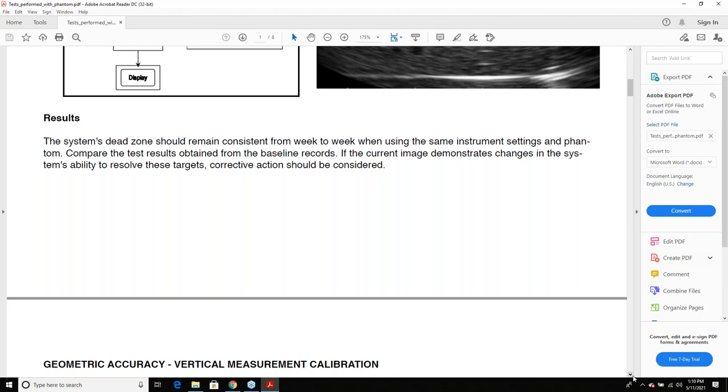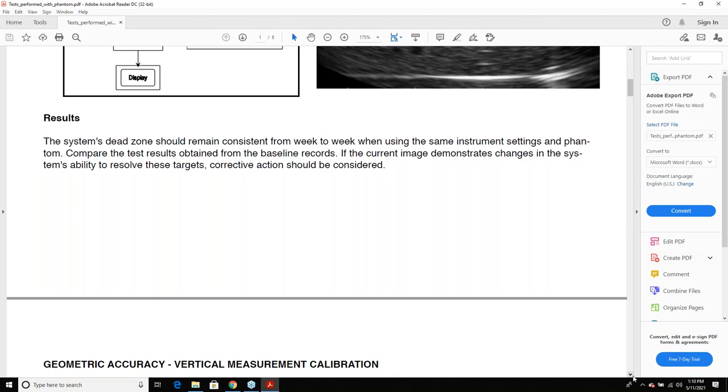So here again, degradation over time is what we're talking about, right? If you have a high frequency probe and you never tested this, then you won't know from week to week or month to month whether it's changing. So again, compare the test results obtained to the baseline records. If the current image demonstrates changes in the system's ability to resolve these targets, corrective action should be taken, okay?